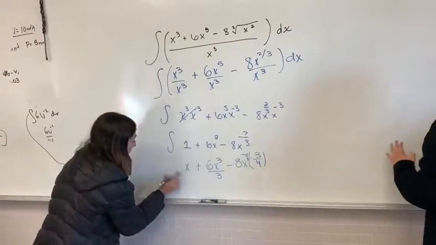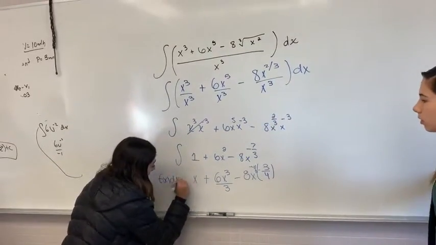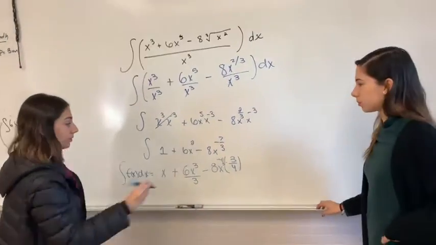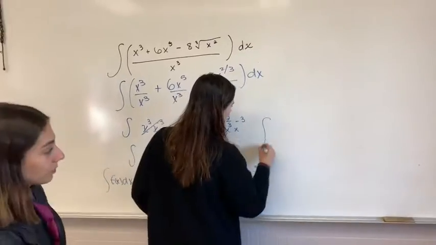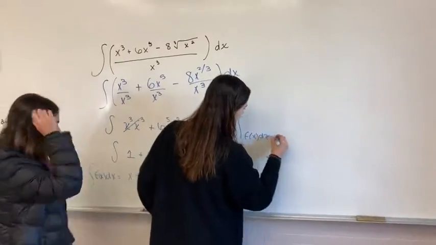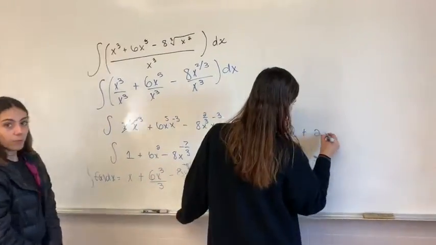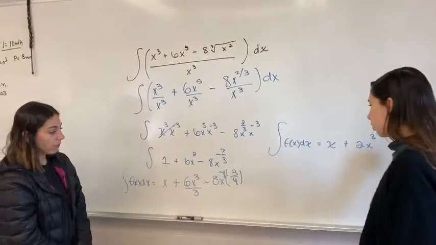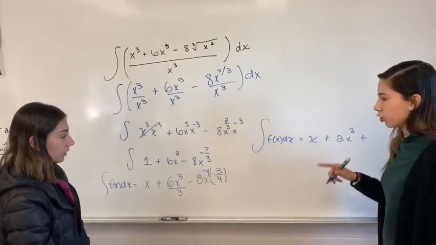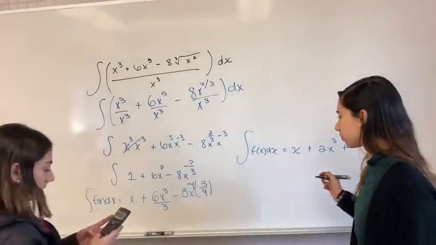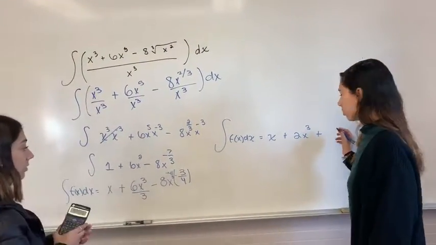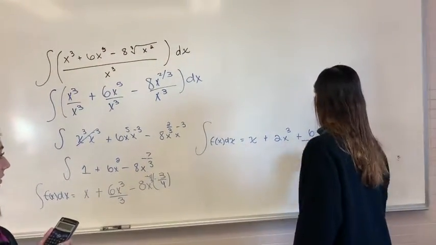After integrating, we have the final answer. But first, we have to put the proper notation. That is, the integral of f of x dx equals the answer, which in this case is x plus 2x cubed plus 6 over the cubic root of x to the fourth power plus C.